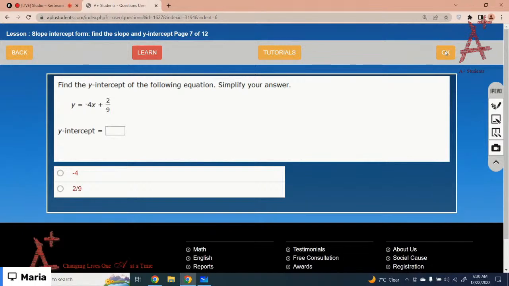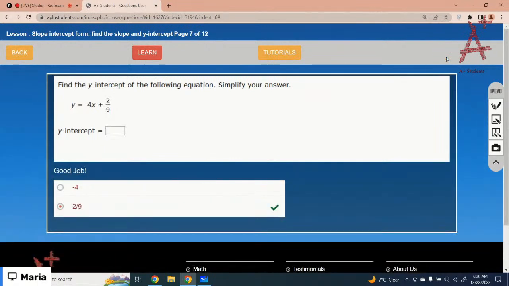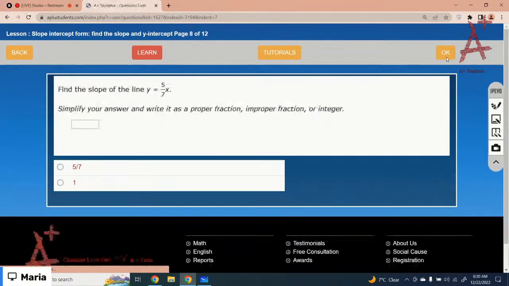Find the y-intercept of the following equation. Simplify your answer. So it is y equals -4x plus 2 over 9. So the y-intercept is, yes, it is 2 over 9. Just select the correct option, then click on the OK button. Got it?